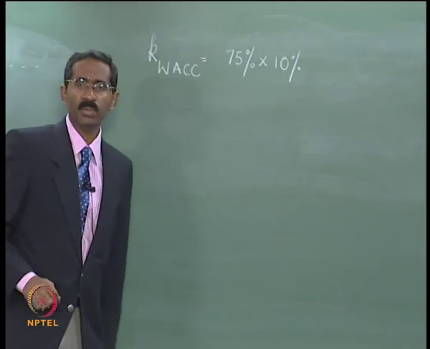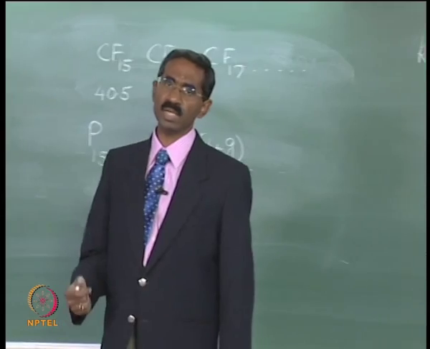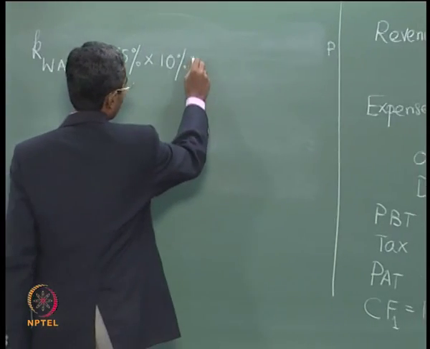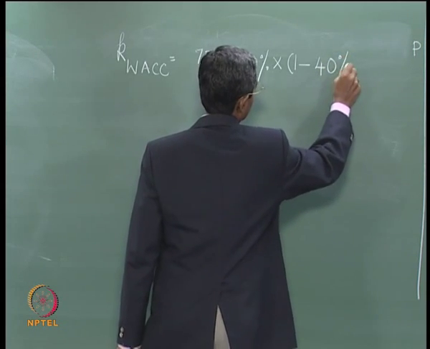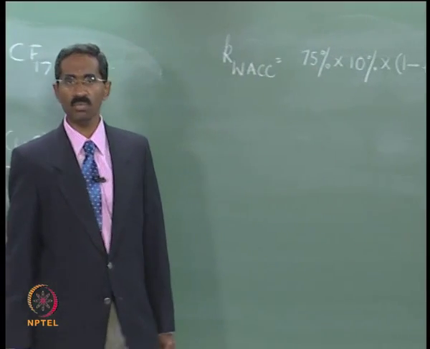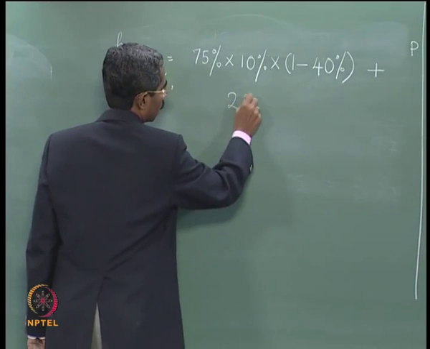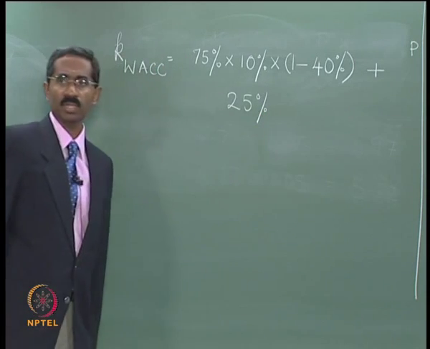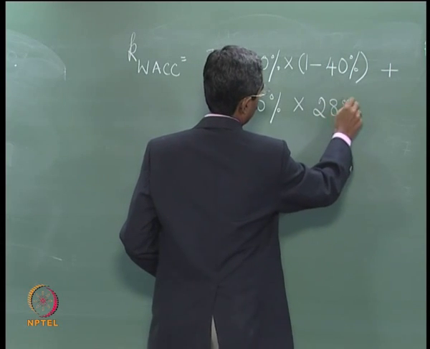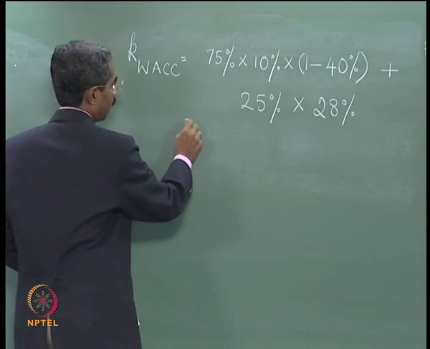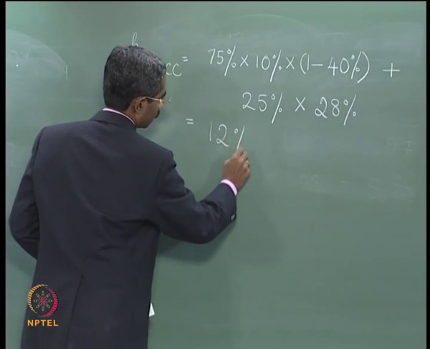And remember, whenever we calculate, the cost of debt has to be used on an after tax basis. So we multiply it by 1 minus tax rate, which is your 40%. So this represents your after tax cost of debt, plus the cost of equity, which is 25% of the capital structure multiplied by the cost of equity, which is 28%. So when you calculate the weighted average cost of capital, it will give you a figure of 12%.